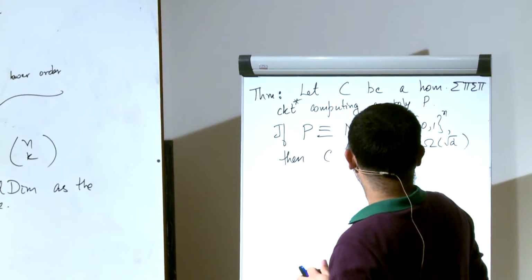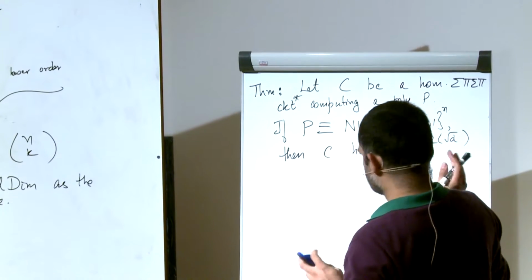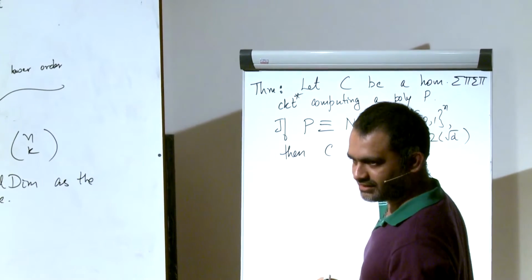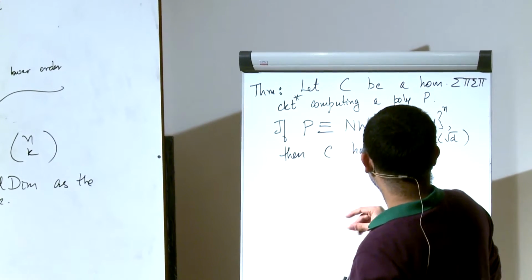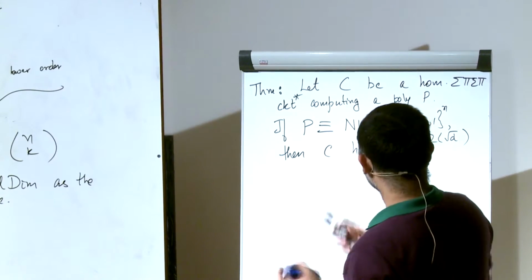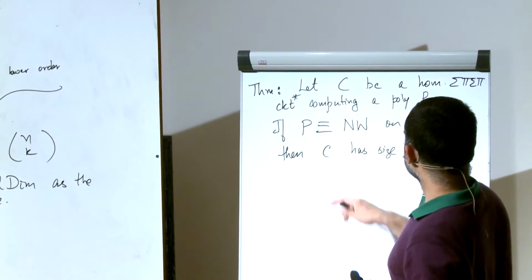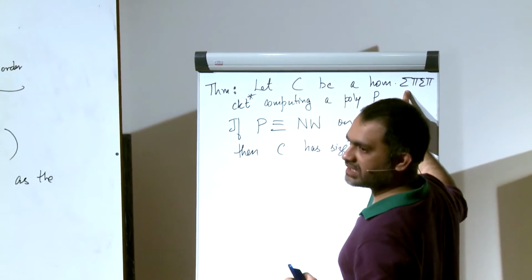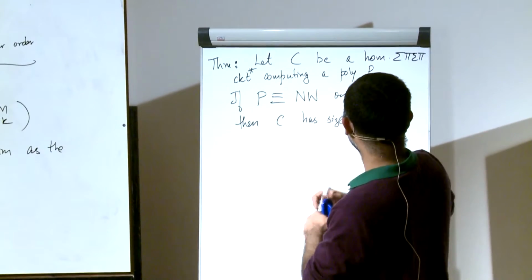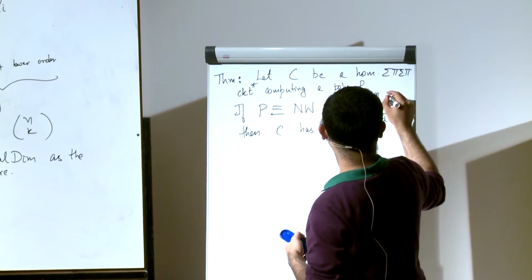Okay, so there's a lot of things which I'm hiding under the rug. So let me talk about the relatively minor things. So the first thing is, what does C being homogeneous mean? So I'm actually computing a polynomial NW, and let's say this NW is some polynomial.